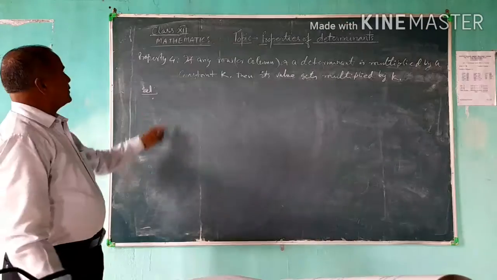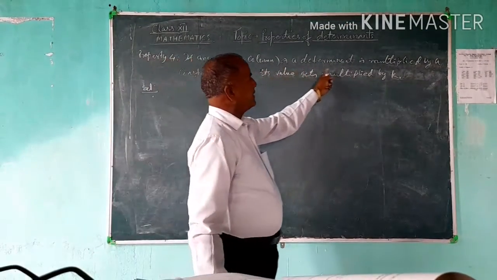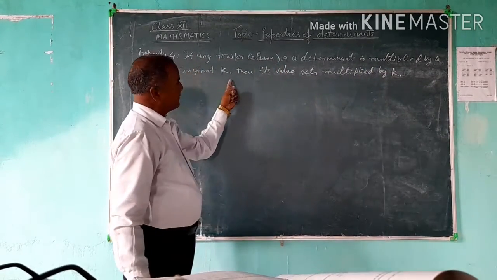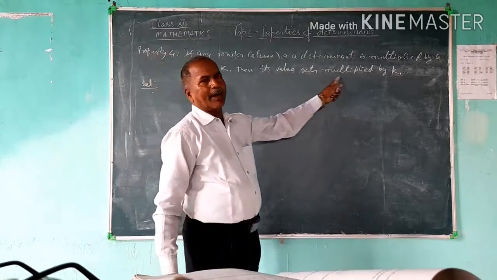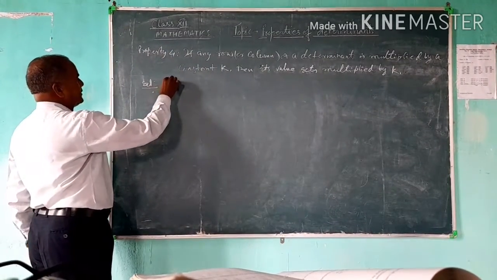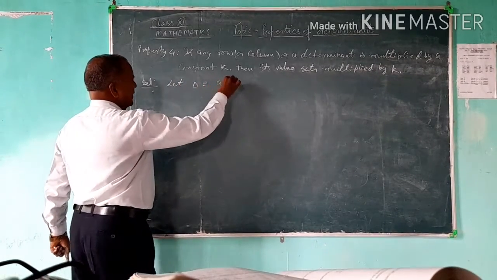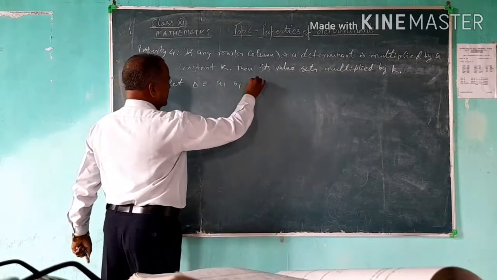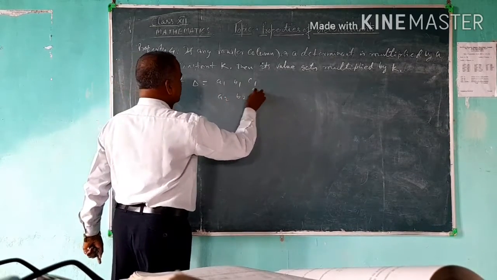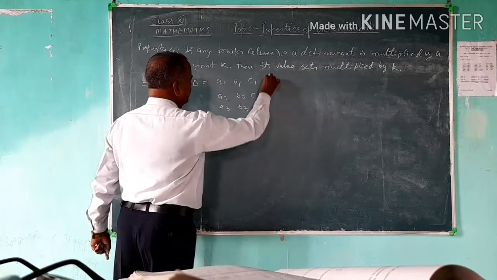Verify it. So property 4: if any row or column of a determinant is multiplied by a constant k, then its value gets multiplied by k. To verify this, suppose let delta be equal to a1, b1, c1, a2, b2, c2, a3, b3, c3.